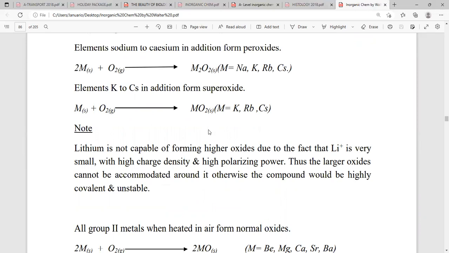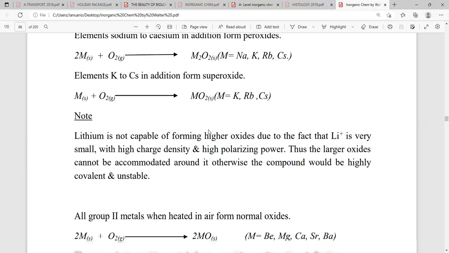But lithium is not capable of forming other higher oxides due to the fact that it is very small. The lithium ion is very small with high charge density and high polarizing power. Thus, the larger oxides cannot be accommodated around it, otherwise the compound would be highly covalent and unstable. That is why lithium does not form higher oxides.